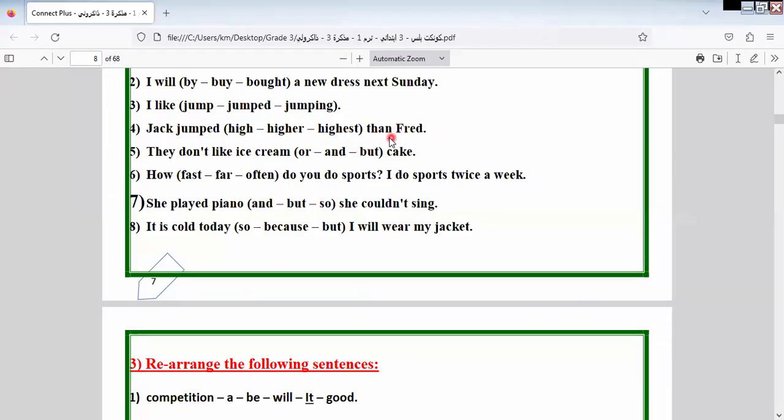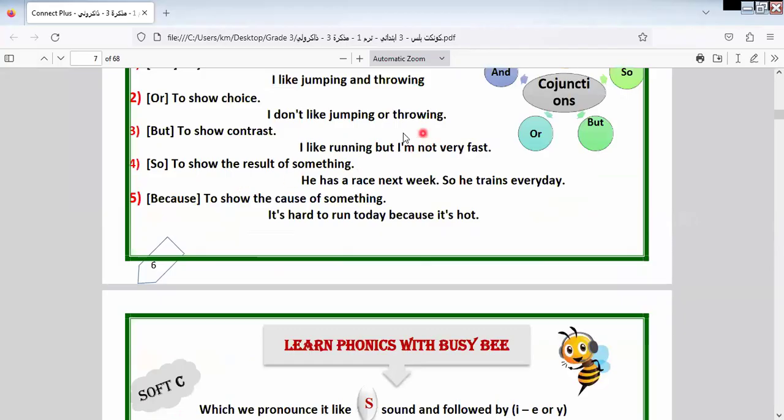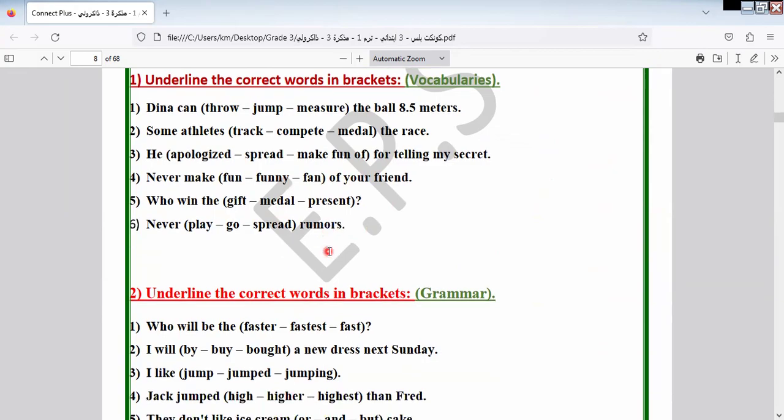Jake jumped higher then his friend. So here we have the then. So when I see then without thinking, I put what? Er, higher than. They don't like ice cream or cake. They don't like ice cream, or here is or cake. So both don't like ice cream or cake. So here I put or here, not and, not but. It will be I don't like ice cream or cake. Here is or like this. Okay, so it's right. Okay, here we have or.